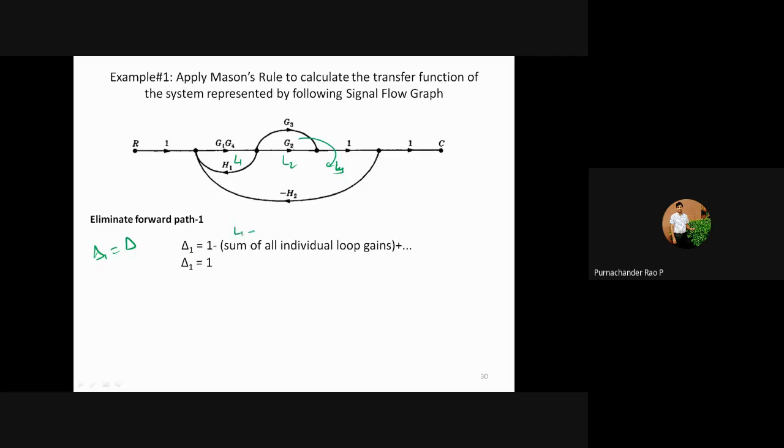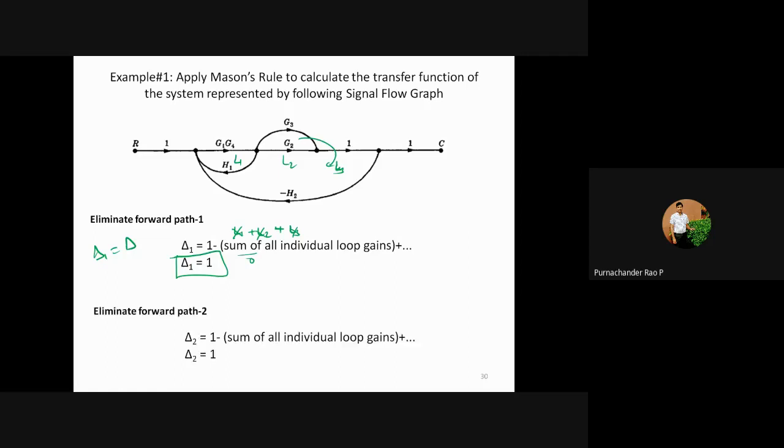So this is L1 plus L2 plus L3. L1 is touching the first forward path, and therefore it should not be considered. And then you see L2. L2 is here. Okay, so this is G1, G4, G2, and H2. So this is also touching forward path 1, and L3 is also touching forward path 1. So this is going to be 0. And that's why your value of delta 1 is going to be 1 only.